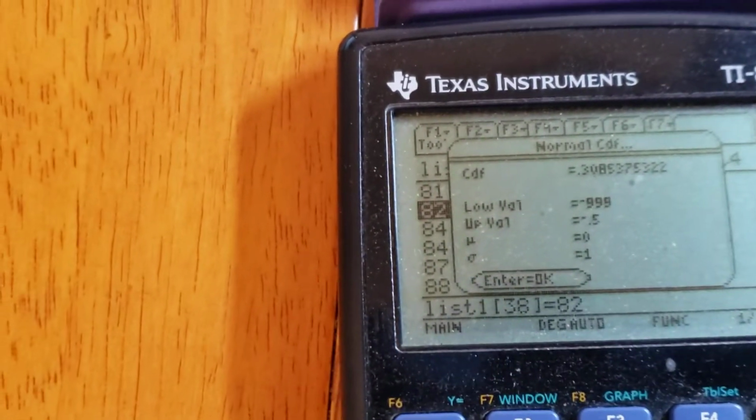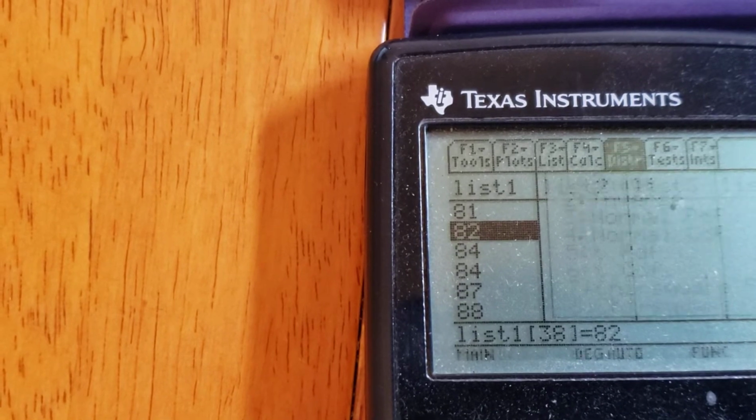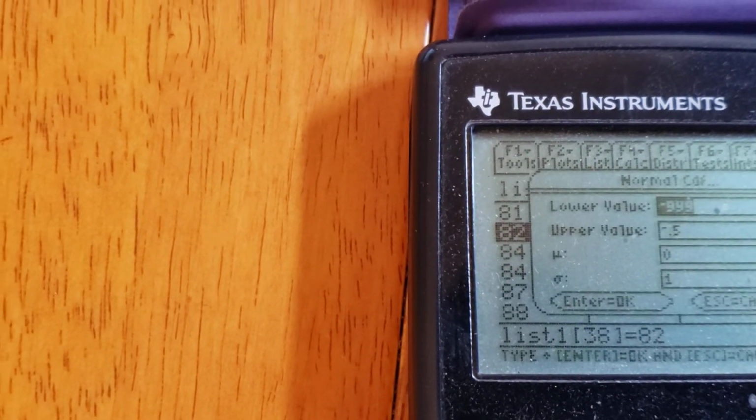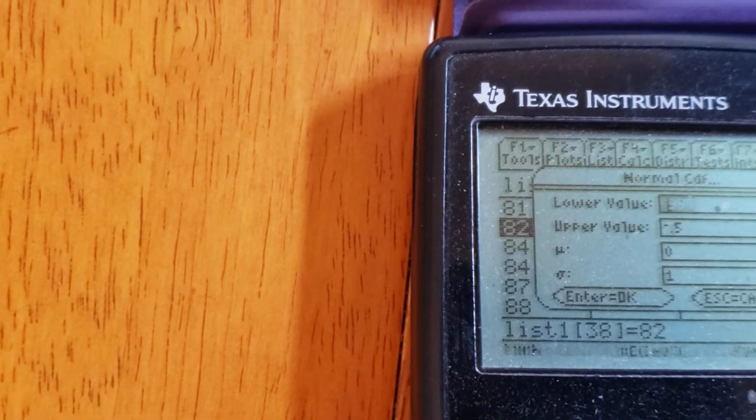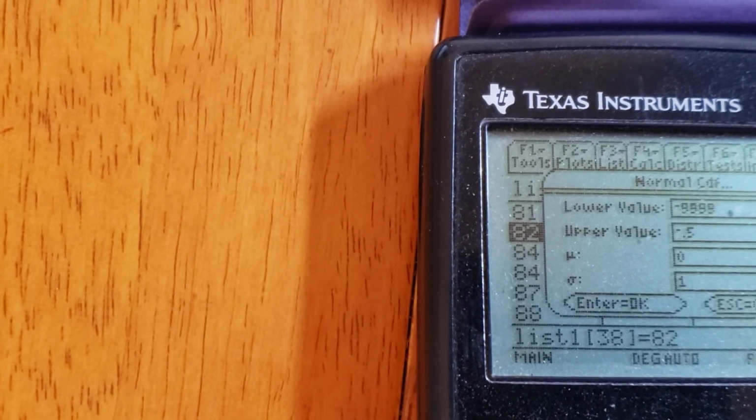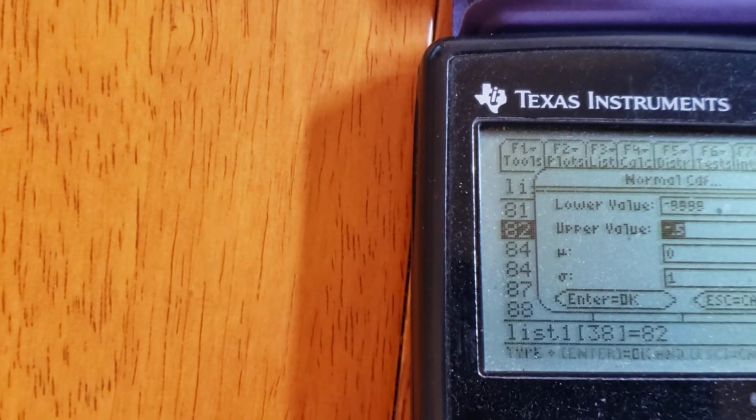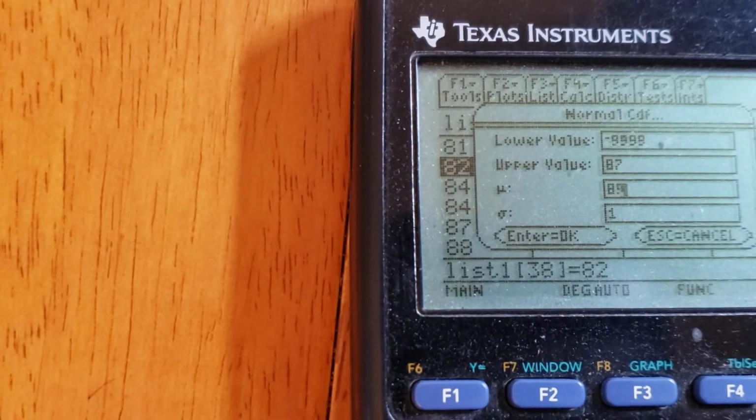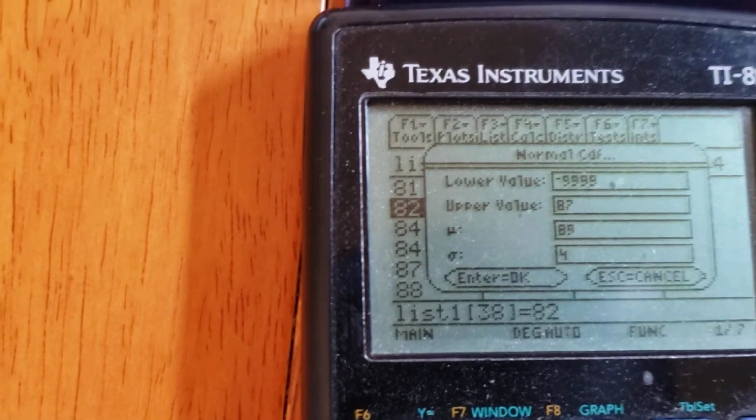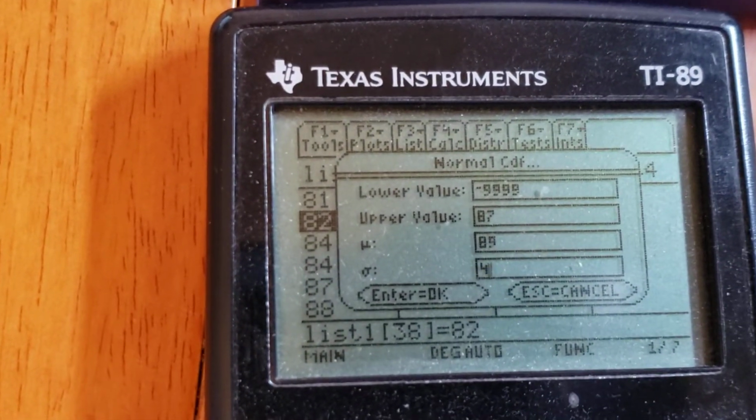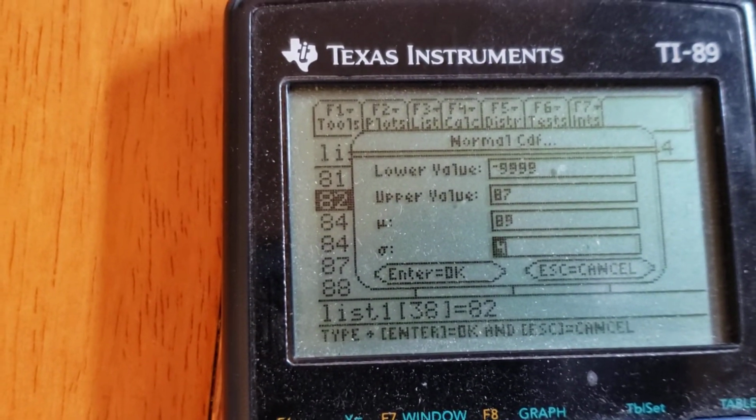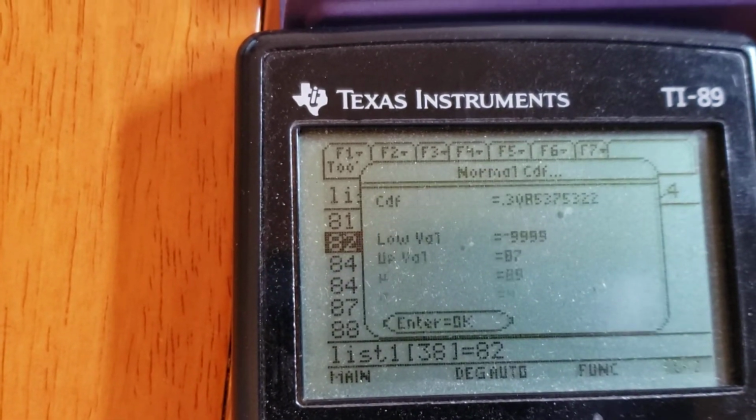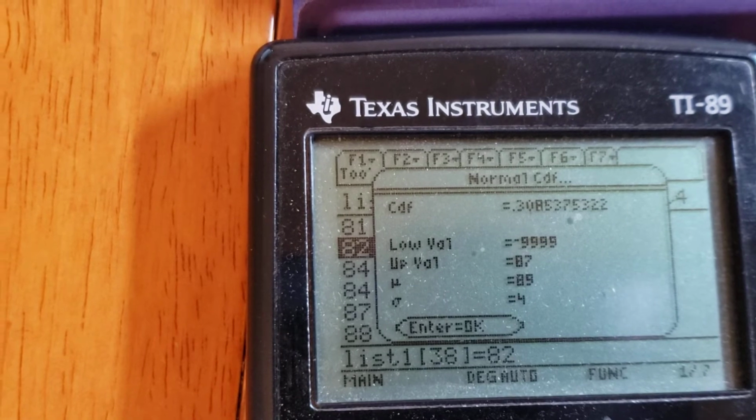Okay. I can do this again differently here. Notice normal CDF. We could do this. I'm going to do -9999. Let's make this, what was it, 87. Our mean was 89. Our standard deviation was 4. We can put it in like that. We hit enter. You're going to see that exact same number come up. Whoops, hit enter again. There's our 0.3085.